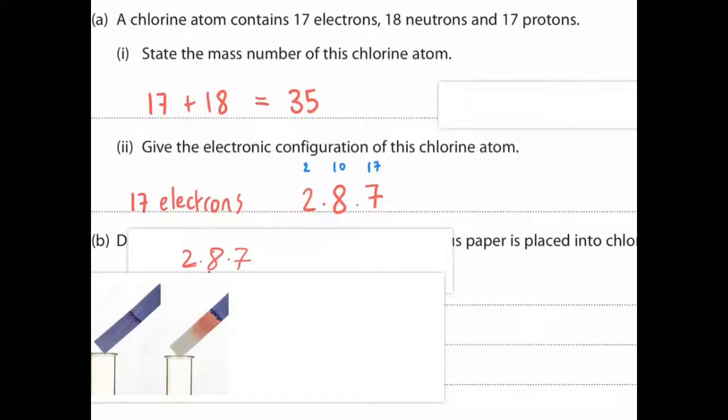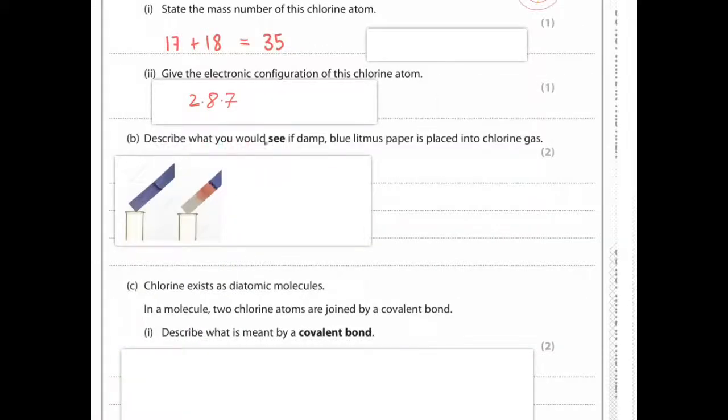So 17 electrons, 2.8.7: 2 on the first, 10 on the next, then this one up to 17. So you keep a running total when you're doing this until you reach the amount of electrons. Describe what you would see if damp blue litmus paper is placed into chlorine gas.